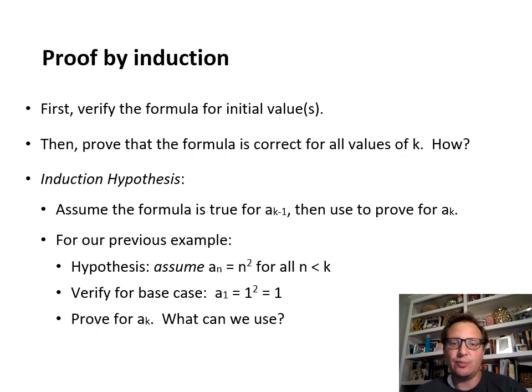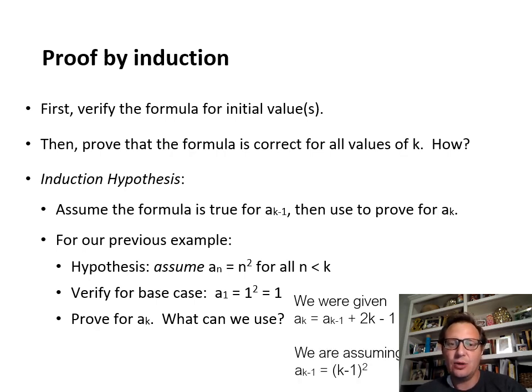What can we use to prove that it holds for A_k? Well, we were given our recursive formula where A_k is equal to A_(k-1) plus 2k minus 1. So we can use that. And also, we can use our induction hypothesis, which is that the closed form holds for A_(k-1). When we combine these two facts, we should be able to prove that it holds for A_k as well.